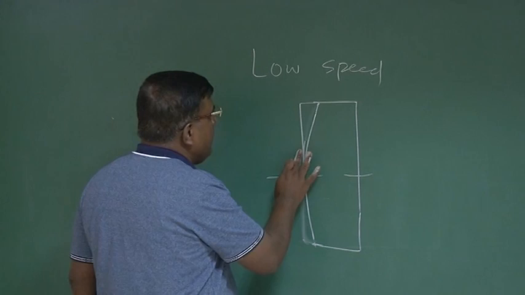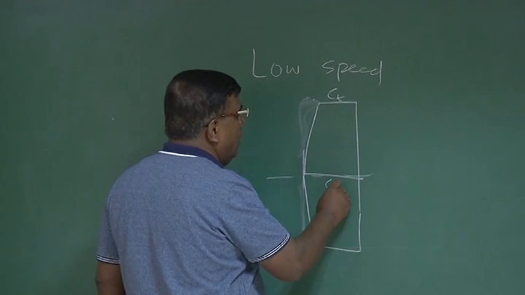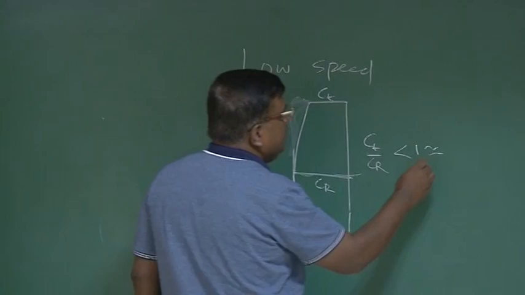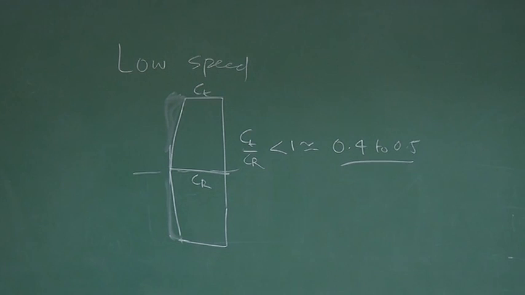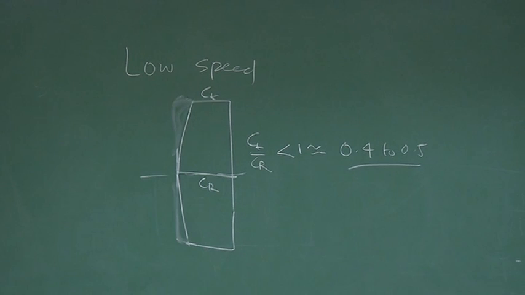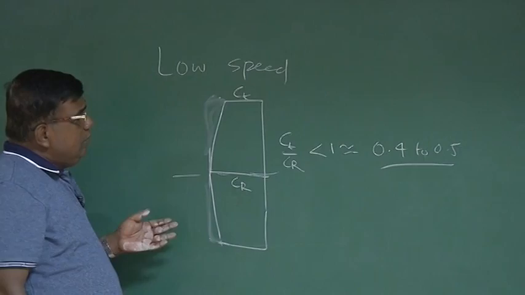Tapering means, if this is tip chord and if this is root chord, the CT by CR is less than 1, and typically this value we'll find around 0.4 to 0.5. For low speed you'll find the airplane is given that much of taper ratio, and that helps in bringing the wing planform closer to an elliptic wing type. Not exactly, but yes, it helps. Also, very important, please understand this.